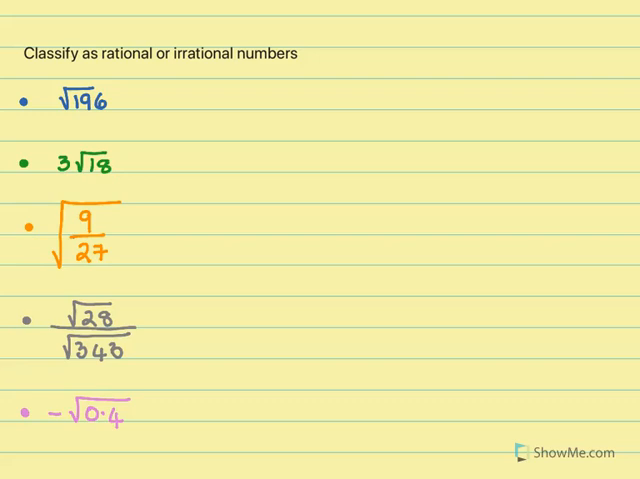Classify as rational or irrational. The first one is under root of 196. Now, under root of 196 is 14 into 14, which is equal to 14. So 14 is a rational number. So this is rational.